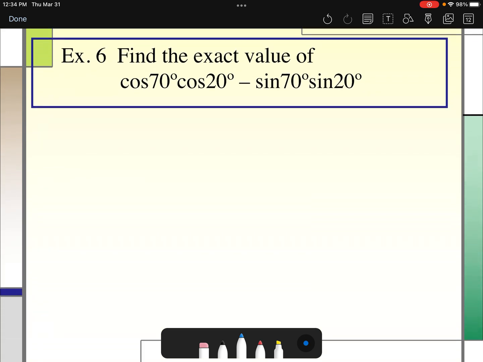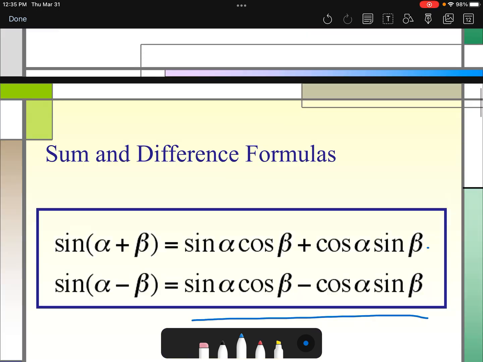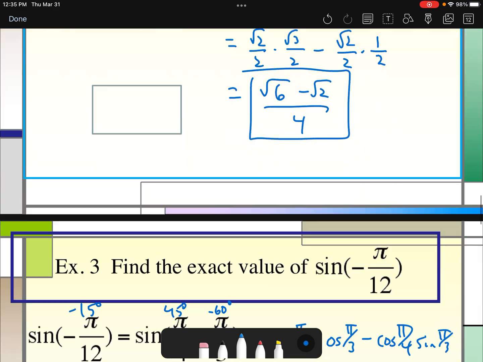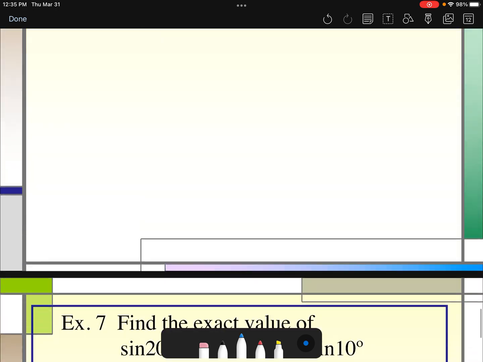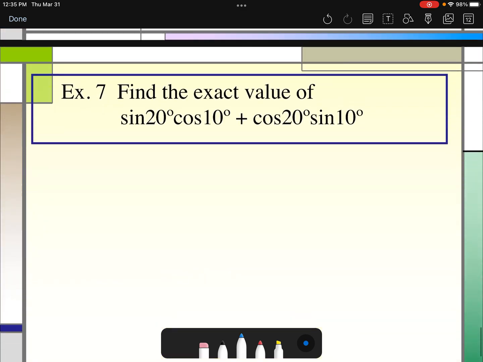I think it is. Now on 6, all we do is work backwards. So we find the equation that matches that. What is cosine, cosine minus sine, sine? That's this one, right? Cosine, cosine minus sine, sine. That's alpha plus beta. So that's going to be the cosine of alpha plus beta. Well, what do you know? That's 90. So what's the cosine of 90? 0. Done. So that's how you evaluate these.